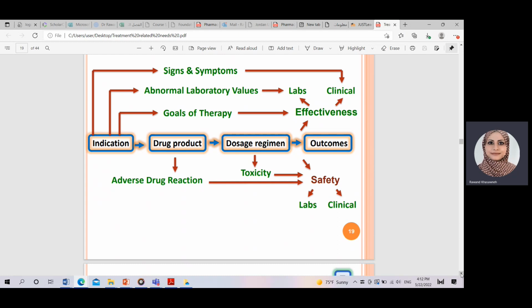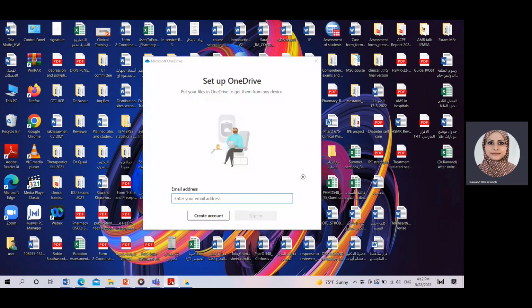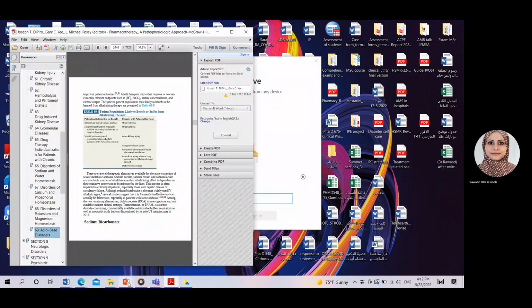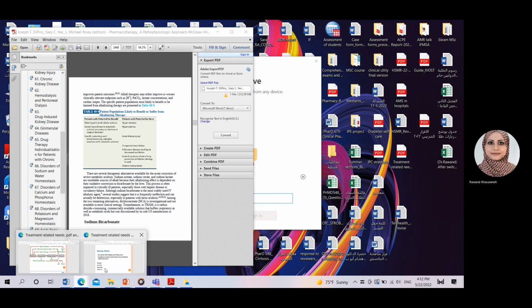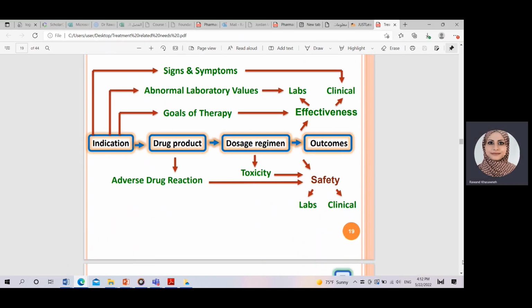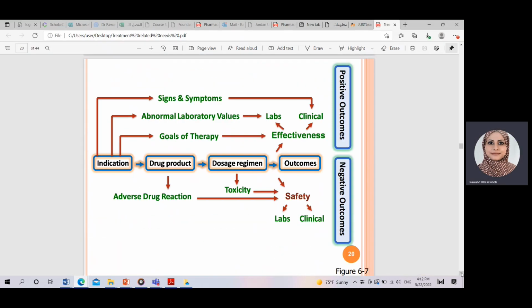Okay, the positive and negative results can then be compared and evaluated in order to make the clinical decision as to whether to continue with the same drug therapy, or to change or discontinue it, or to switch to another agent.